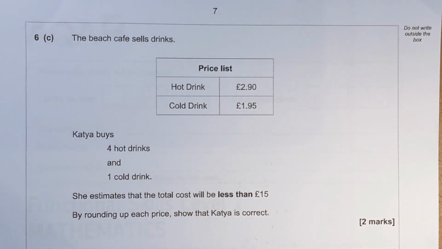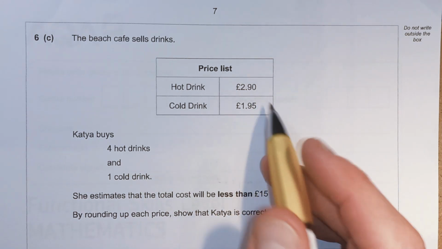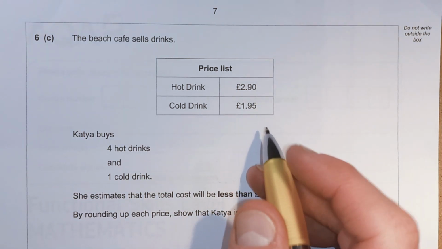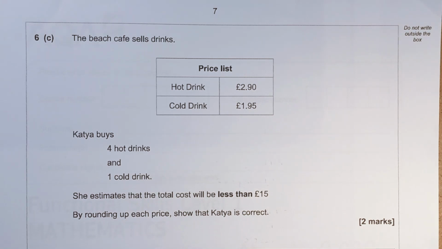And 6C. The Beach Cafe sells drinks. We've got the price list there. A hot drink is £2.90 and a cold drink is £1.95. Katja buys 4 hot drinks and 1 cold drink. She estimates, this is the important bit, she estimates that the total cost will be less than £15. By rounding up each price, show that Katja is correct.